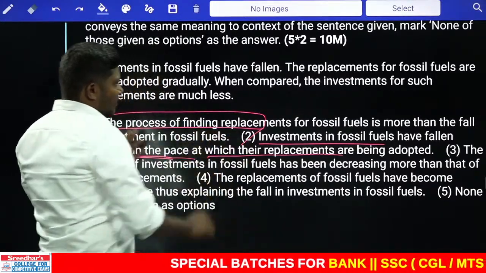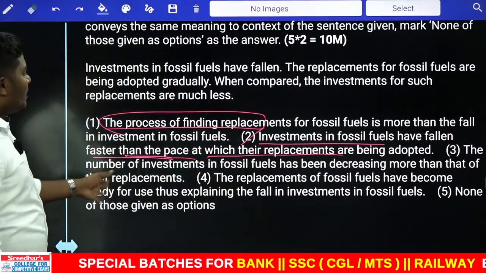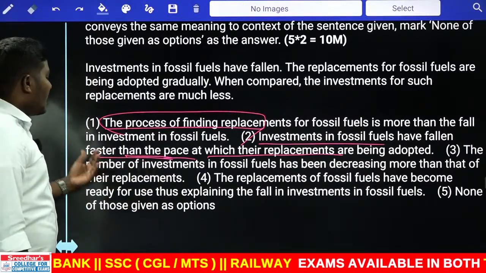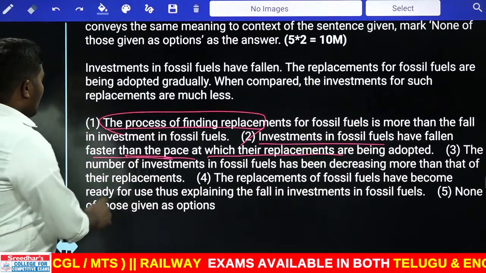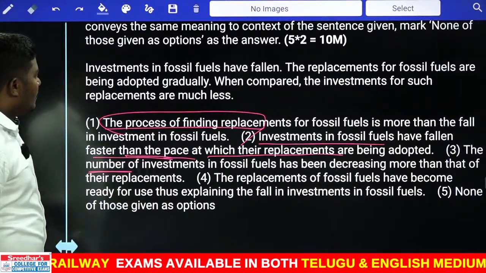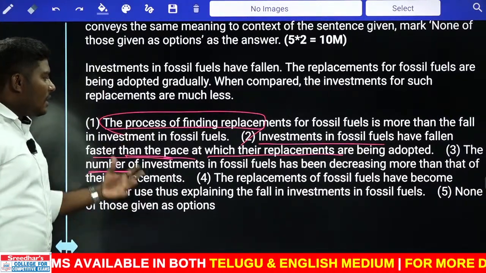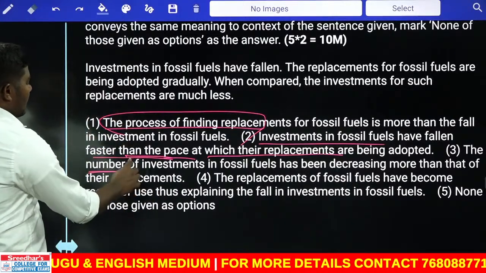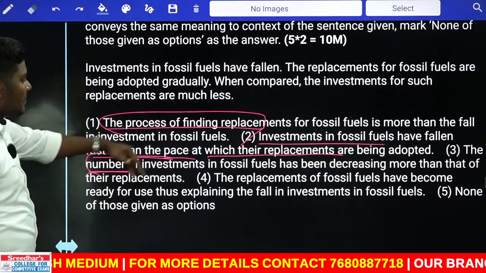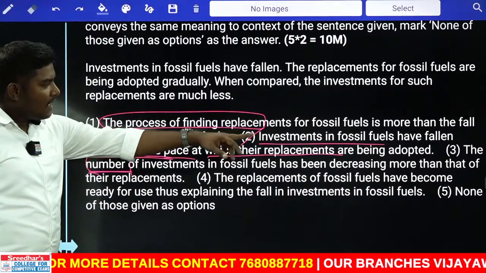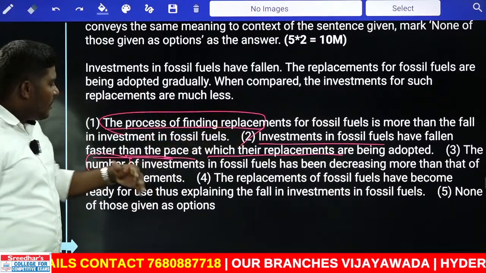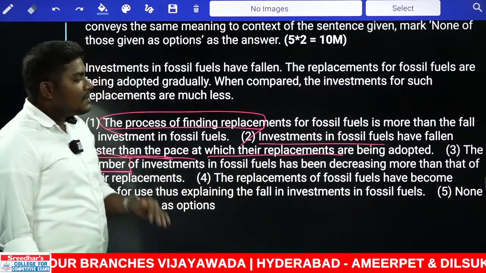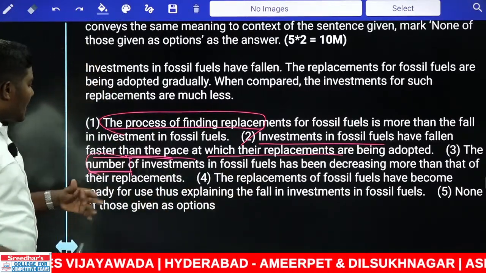Second one looks good, almost close. Next, the number of investments in fossil fuels has been decreasing, okay, more than that of their replacements. Even the third one also looks good, but if you look at this, the number of investments are going down, or the investments are going down directly. The word number makes a little bit of difference from the second one. If we compare the second and third one, the second one looks better than the third one because we are directly speaking about the investments.